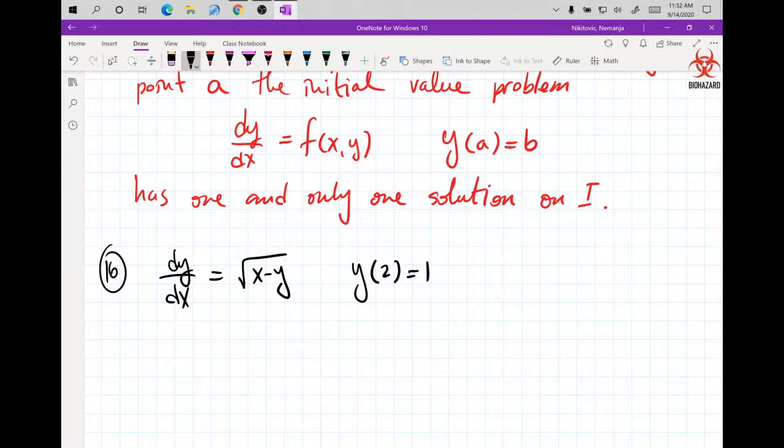y of 2 is equal to 1. Now, what do I need? I need continuity, and I need continuous partial derivative in respect to y. And I need all of that at the point (2, 1). And if all of that is satisfied, we're good to go.